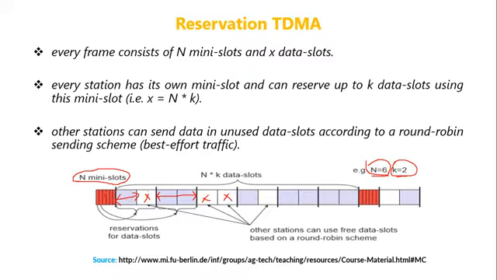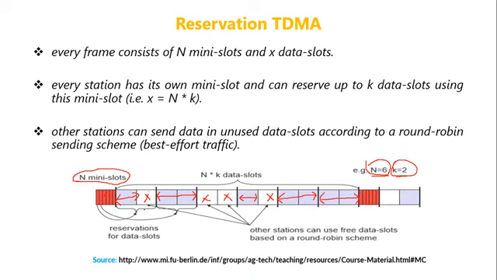The fourth user is reserving only one slot. The first slot is occupied by him, and the second slot is empty. The fifth user has reserved both the slots, so he is going to use both the slots, and the sixth user has also reserved both the slots. He is also going to use both the slots. So this is how the concept of reservation TDMA works.